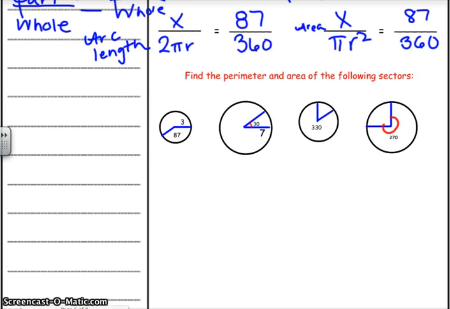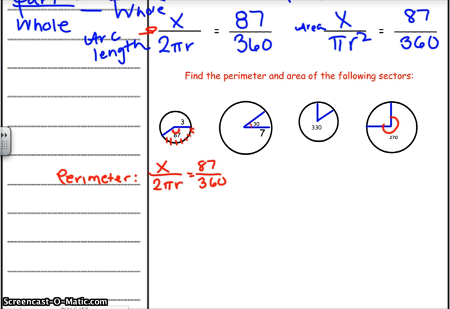Okay, we're going to apply this. So the first circle has a degree measure of 87, and I don't know what fraction of the circle that is. So I'm going to have to create a proportion. So I'm going to find perimeter and area, one thing at a time. I'm going to get the worst over with first. Perimeter. To find perimeter, I need to find that arc length. To find that arc length, I create that proportion. That's right here. So I say the arc length is to the whole circumference as 87 is to the whole degree measure.